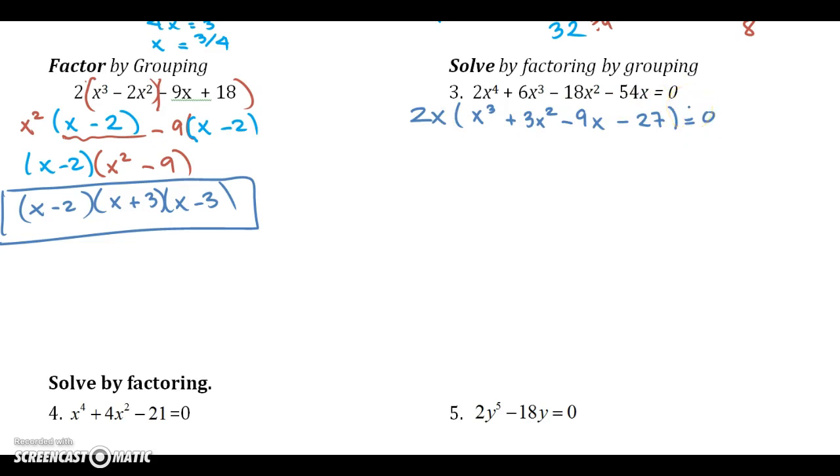Now this one is different from the previous one. Remember, the number 2 said factor by grouping. This one says solve by factoring. So that's why you have that equals 0. You want to solve. You want to have x equals something at the end of this. Okay, so now I'm going to go ahead and group.